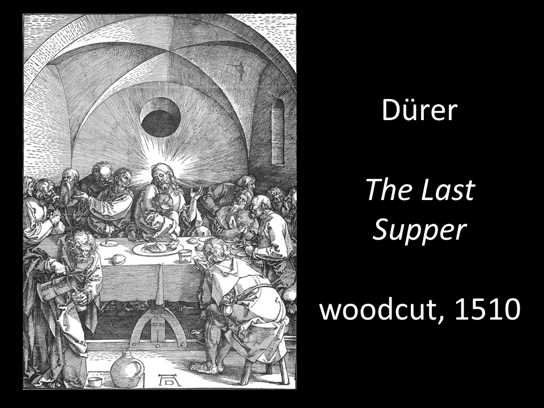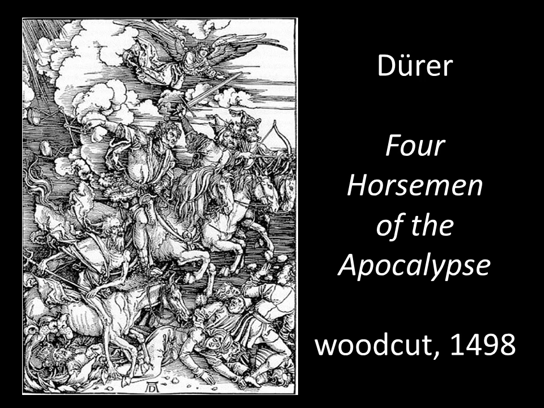Particularly known for woodcuts. So he would carve into wood, and then ink would go on it, and then paper would go on top of that, and this is what would come off on the paper. So again, tremendous detail. The Four Horsemen of the Apocalypse, once again, a woodcut, really what Dürer was best known for.